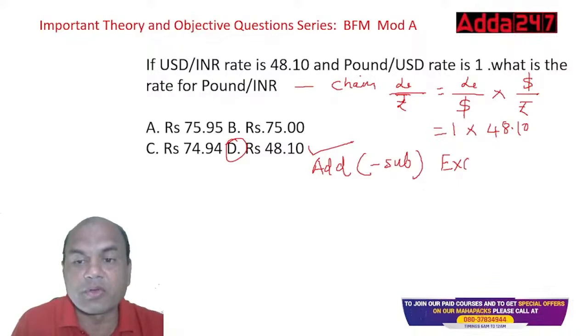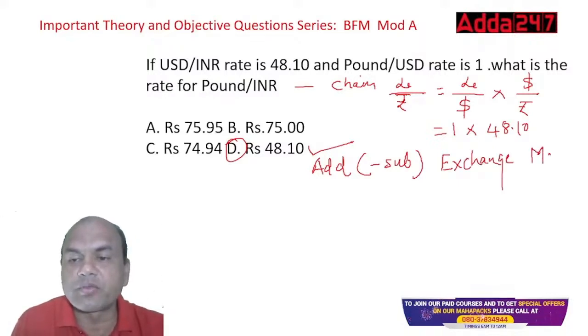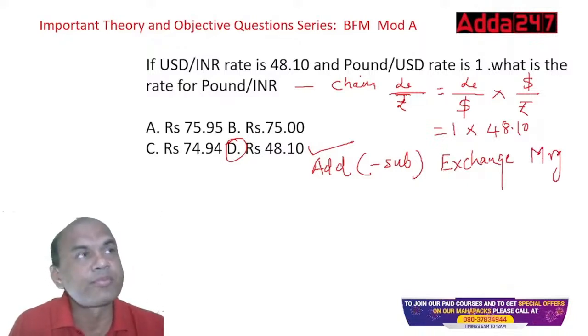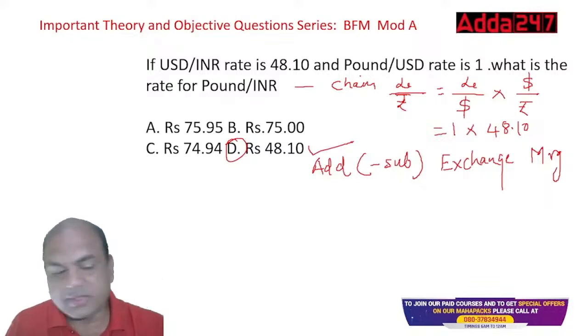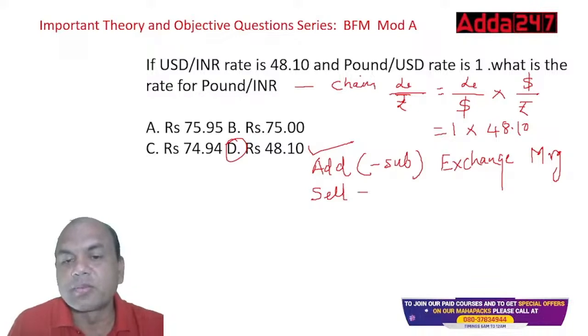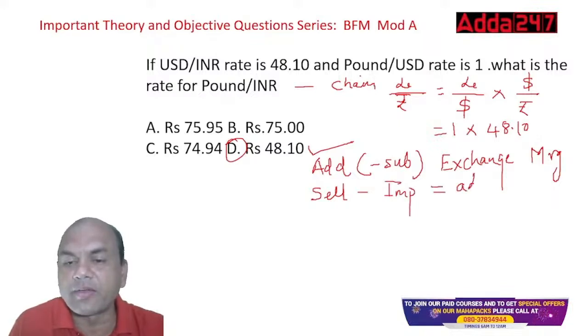In CAIIB you have the exchange margin also. So this exchange margin you have to either add or subtract. Now how will you decide whether to add or subtract? You will decide it on the basis of whether you are doing a sale. When will you sell? You will sell in an import transaction. If you are doing the import transaction or sale, then you will add the exchange margin.